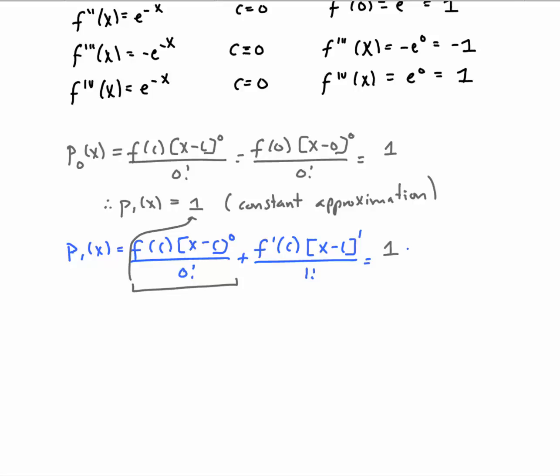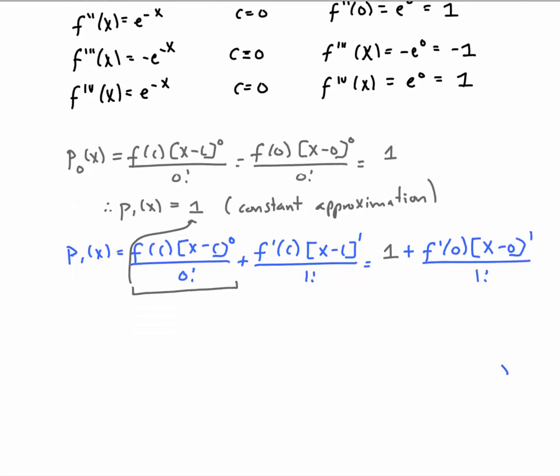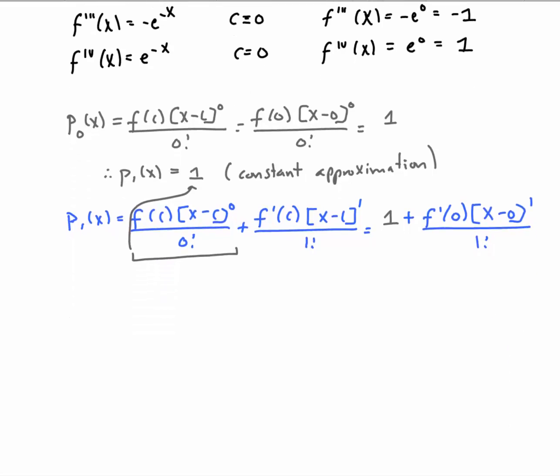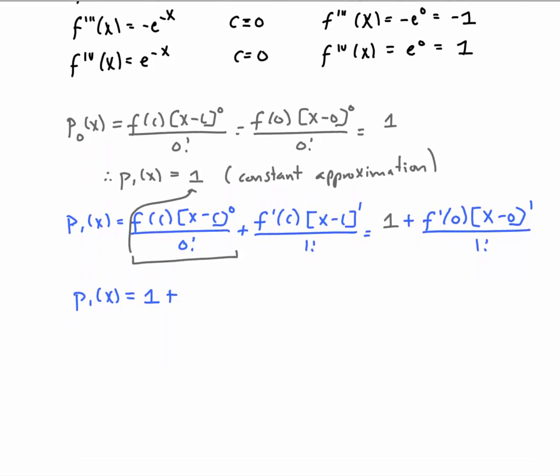Now this second piece, f prime at c, would be f prime at 0 times (x minus 0) to the first over 1 factorial. So we're continuing to simplify. P1 of x is equal to 1. That's the first term. Plus f prime of 0. If we look up f prime at 0, we see we have a negative 1 here. X minus 0 is just x, so I have x to the first, and 1 factorial is just 1. So P1 of x is just 1 minus x, simplified.